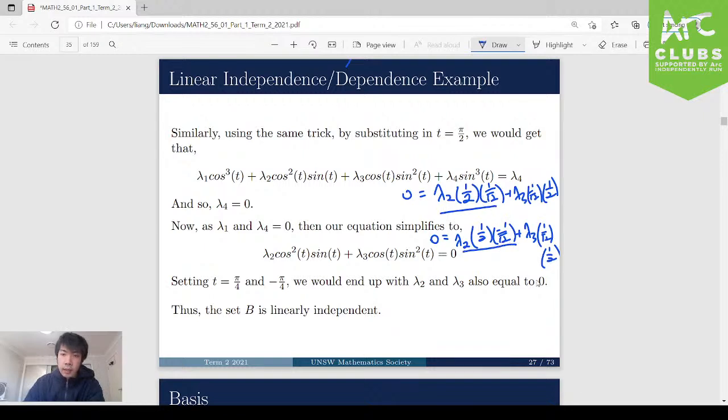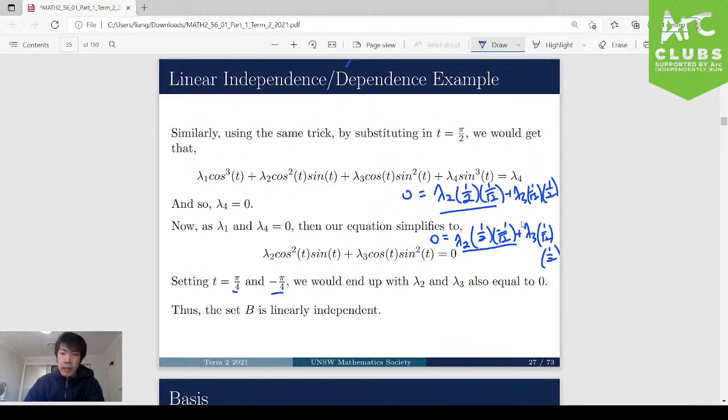This term on the end here stays the same because cos is positive in the first and in the second and in the fourth quadrant, right? And hopefully from this you can see that when you do your simultaneous equations, you would end up with lambda 3 equal to 0 and lambda 2 equal to 0.